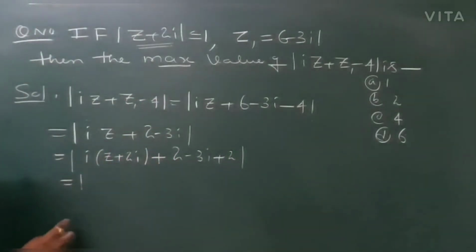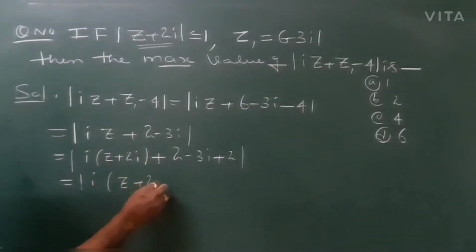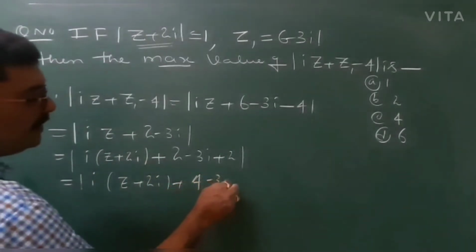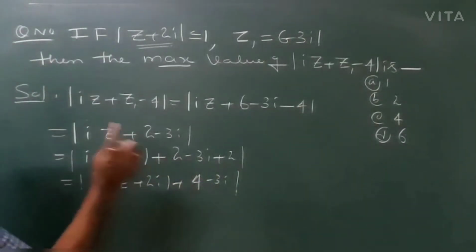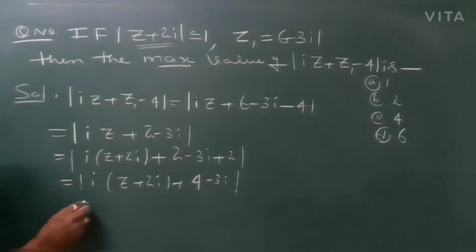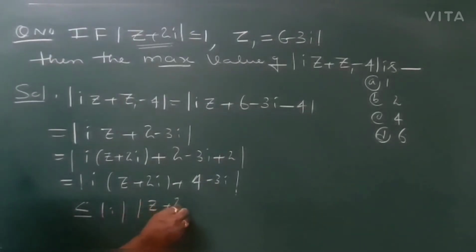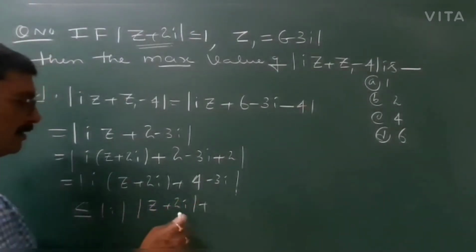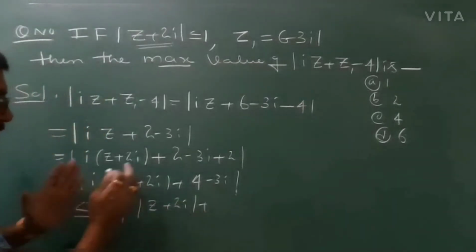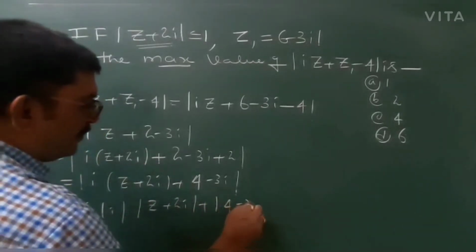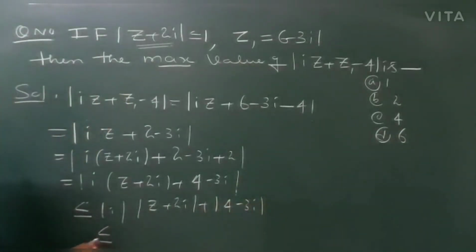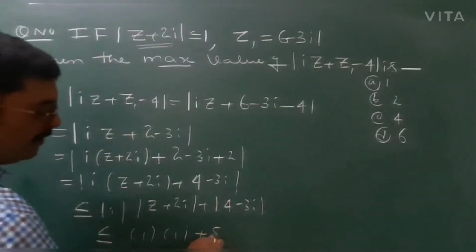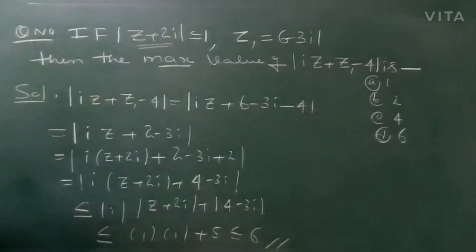This becomes i into z plus 2i plus 4 minus 3i, by adding and subtracting 2. So therefore, this is less than or equal to mod i, modulus of z plus 2i, into plus modulus of 4 minus 3i. This is nothing but 1. This is also 1, this is also 1, this is nothing but 5. So therefore, the maximum value is 6.